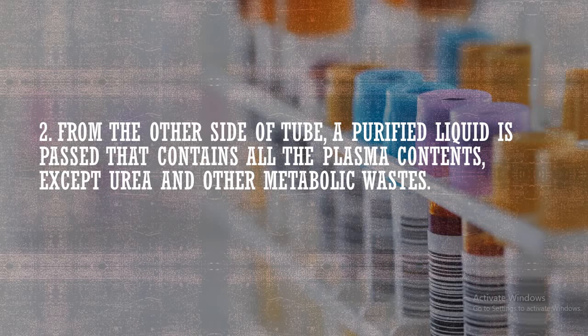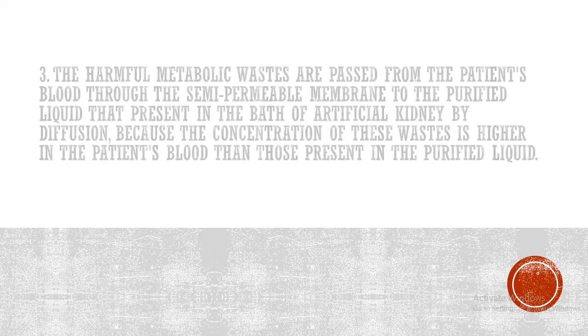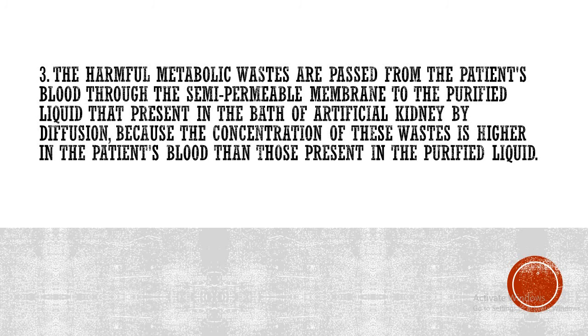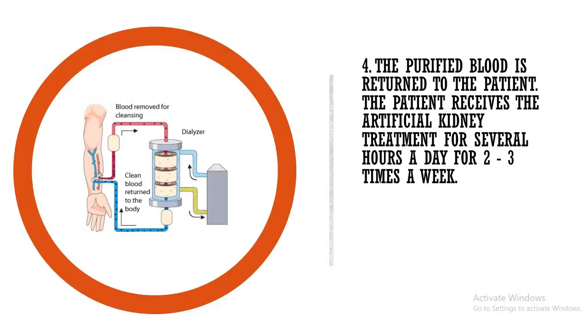From the other side of the tube, a purified liquid like plasma is passed, except it doesn't contain urea, and the excess urea and harmful wastes pass from the blood through the semi-permeable membrane to the purified liquid through the osmosis process, from high concentration to low concentration, and the pure blood is returned back to the patient. This is done 2 or 3 times per week.